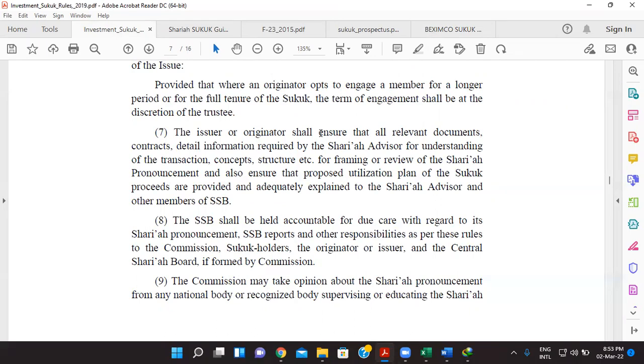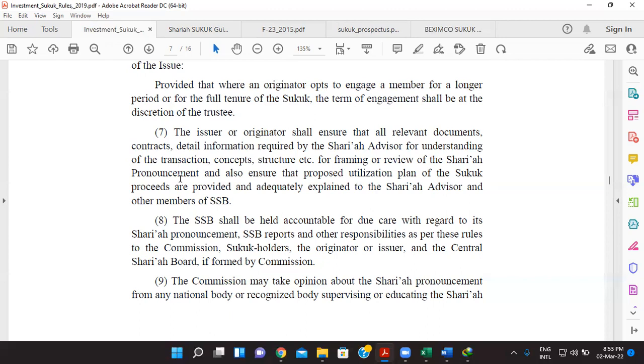The issuer shall ensure that all relevant documents, contracts, and detailed information required by the Shari'ah advisor for understanding of the transaction, concept, structure, etc., for framing or review of the Shari'ah pronouncement are provided, and also ensure that the proposed utilization plan of the Sukuk proceeds is provided and adequately explained to the Shari'ah advisor and other members of the SSB. Let me summarize. The Shari'ah Supervisory Board needs a number of pieces of information for giving their opinion.